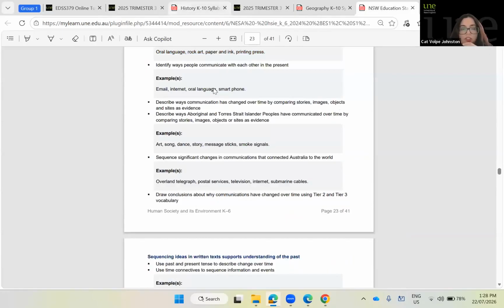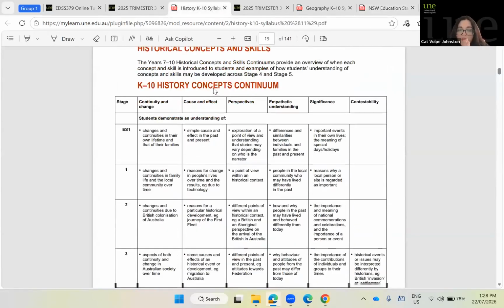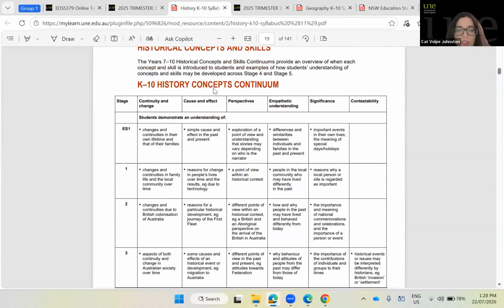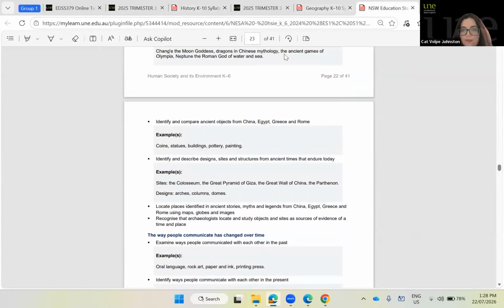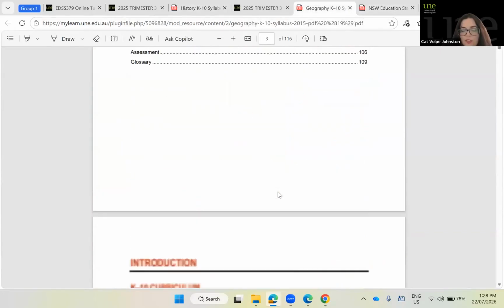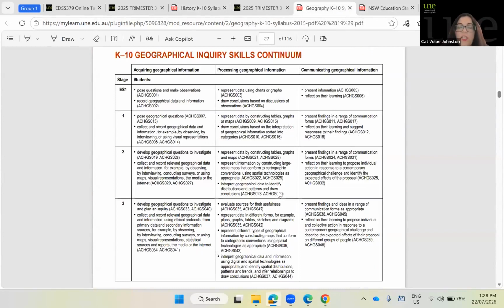The other thing I'll just mention is the concepts. These are still very much a part of history, even though we don't have this table in the new syllabus. So continuity and change is very much a part of history, cause and effect, perspectives, empathetic understanding, significance, and contestability. Very important in history. Now, looking at geography, looking at the 2015 syllabus, we know that the skills are where students have to acquire geographical information, so gather some sort of data, process it, and then communicate it to the teacher through some sort of product.